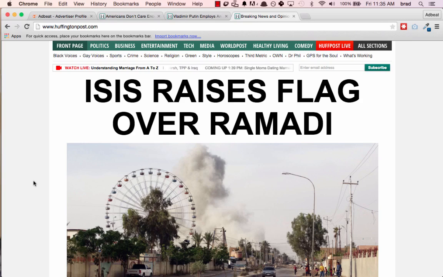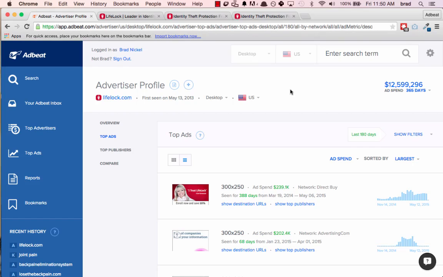So frame of mind of a prospect is something you need to remember when you're selecting publishers or analyzing why a certain publisher may or may not be working for your offer. And finally, let's move on to creatives and landing pages.